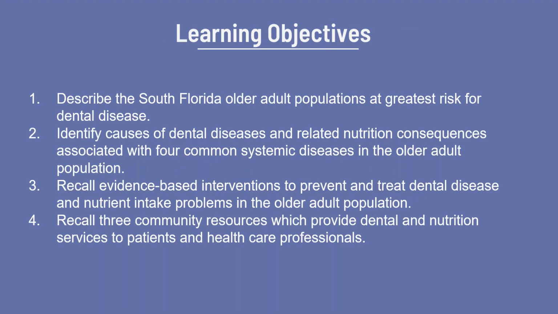Our learning objectives for today will be to describe the South Florida older adult populations who are at greatest risk for dental disease. We'll be identifying the causes of dental disease and nutrition-related consequences associated with 4 common systemic diseases in the older adult population, and also to recall evidence-based interventions to prevent and treat dental disease and nutrient intake problems in the older adult population, as well as recalling 3 community resources which will provide dental and nutrition service information to patients and healthcare professionals.